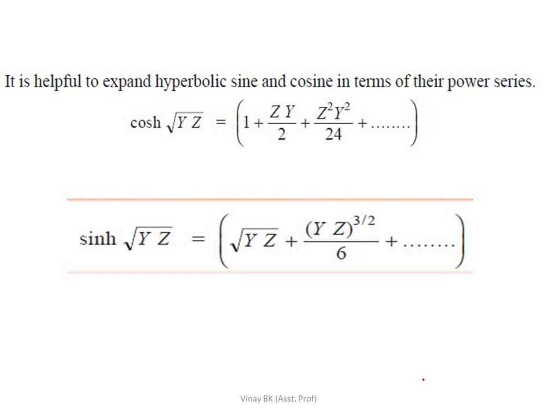These expressions will help you solve problems, that is, to expand hyperbolic sine and cosine in terms of their power series. Cos h root YZ we can write as a mathematical expression. I hope you know about this. You can write it as 1 plus ZY divided by 2 plus Z square Y square divided by 24 and so on. Similarly, sin h root YZ is root YZ plus YZ to the power 3 by 2 divided by 6, and so on.